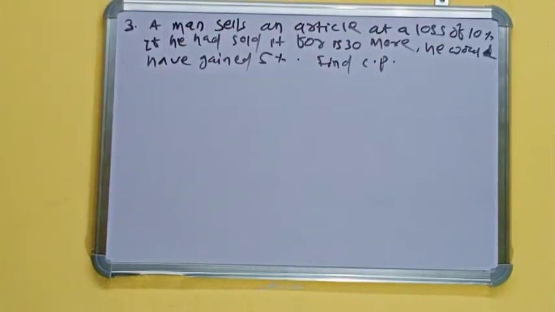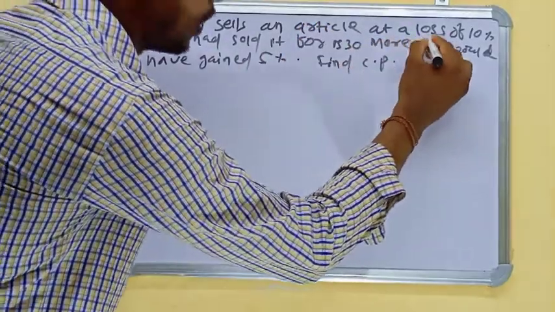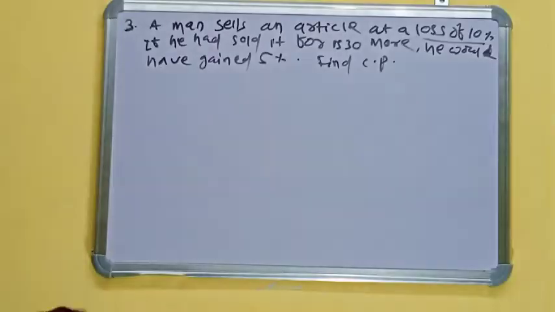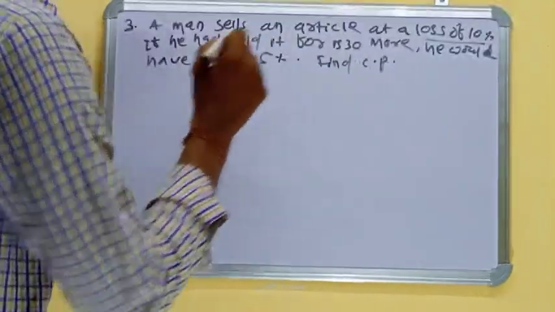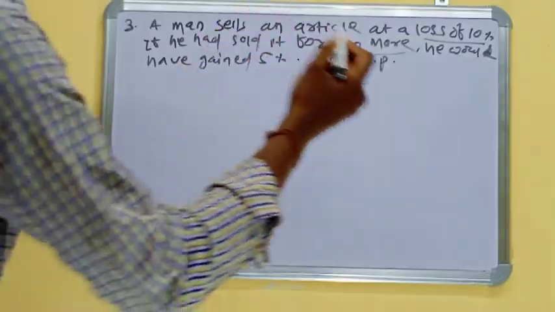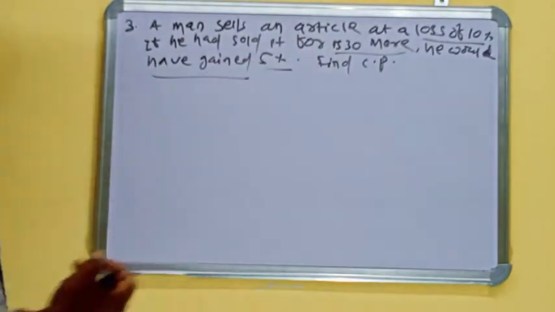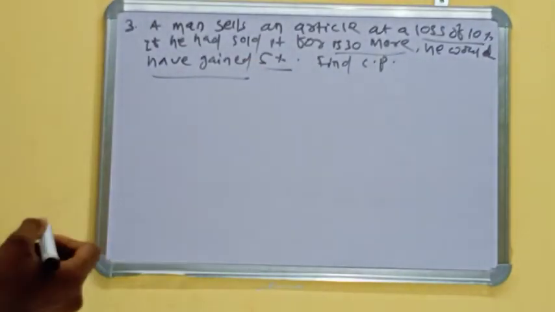The next question: a man sells an article at a loss of 10%. Then if he had sold it for rupees 30 more, he would have gained 5%. Then find the CP.